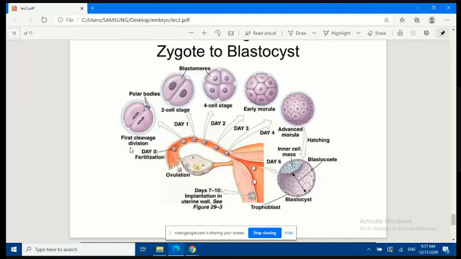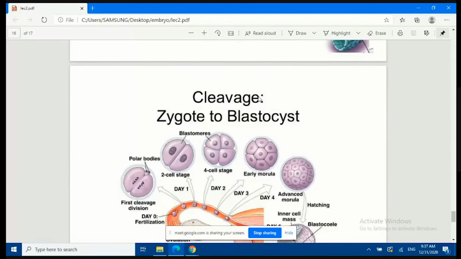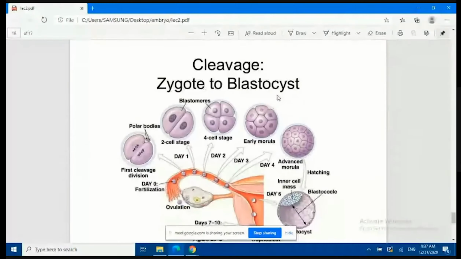Okay, so first of all, first cleavage division. This is the zygote, how the stages will form from the zygote until the blastocyst. So the cleavage from the zygote to blastocyst starts with the two cell stage. Okay, this is the first cleavage division, and each of the cells we're going to call a blastomere. So the first cleavage will give us the two cell stage, and later on we're going to have the 4 cell stage in the second day.